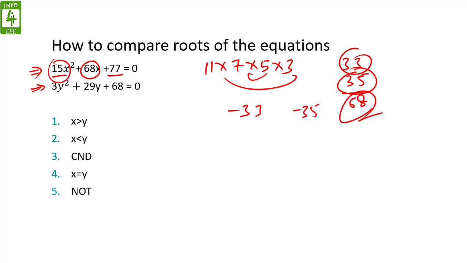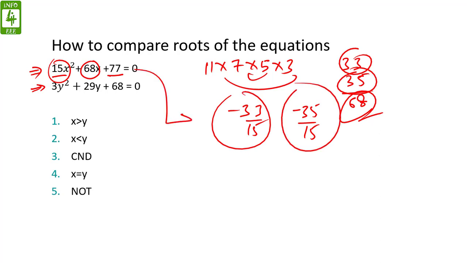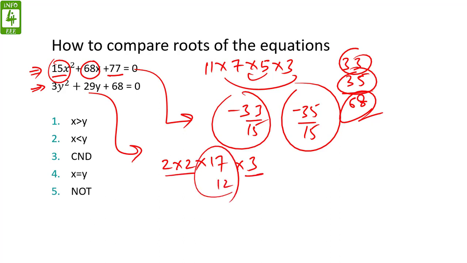So the answers will be minus 33 and minus 35, and you need to divide by 10. So these are the roots of this equation. In a similar way, you can divide this, let's say 2, 2, 34, 17 and 3. So what we can do is 4, 3, 12, 29. So the answer will be minus 17 upon 3 and minus 12 upon 3.